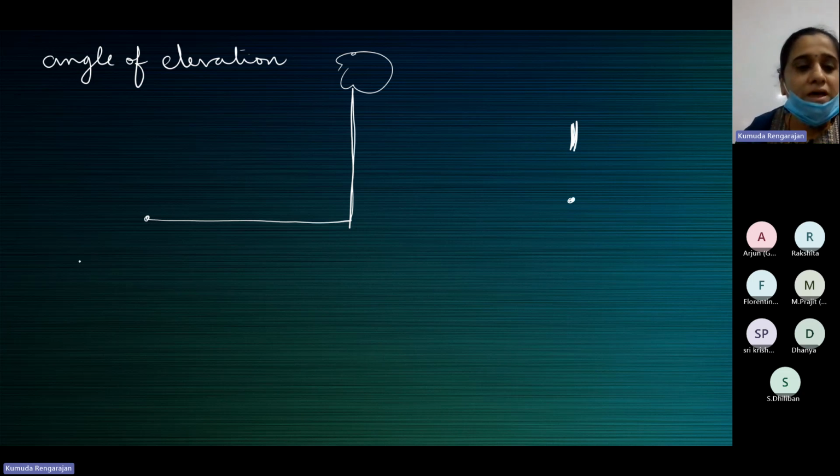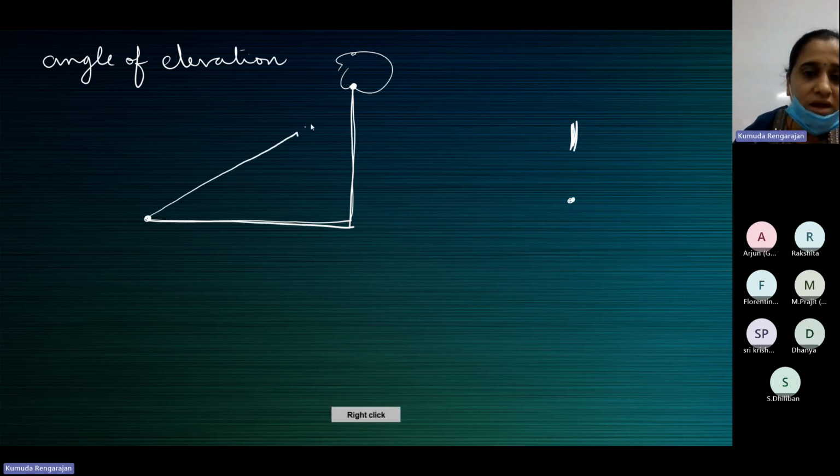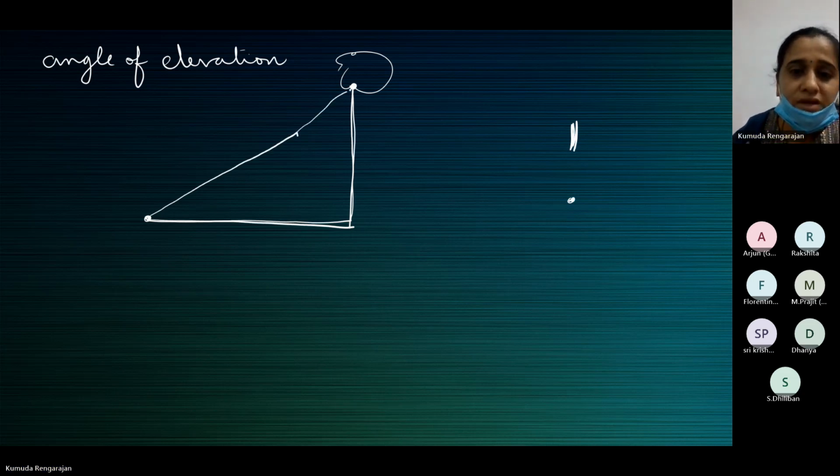So now supposing this is the ground level. There's a person here and he looks at the cloud. He looks at a particular point on the cloud in the sky. Let me just mark the point like this. So this line segment connecting the eye of the observer and the point observed is called the line of sight.